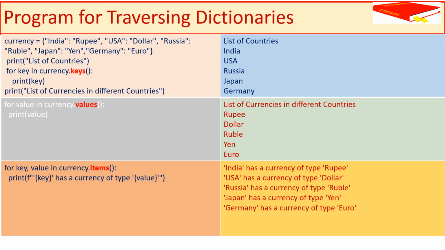So this is a sample program in order to traverse the dictionary. Here by using the keys we have iterated, and by using the values we have iterated, and the third thing is the items, that is, both the key and the value pairs can be traversed.